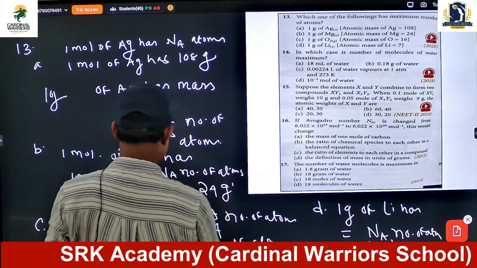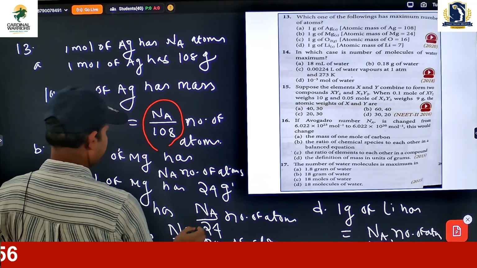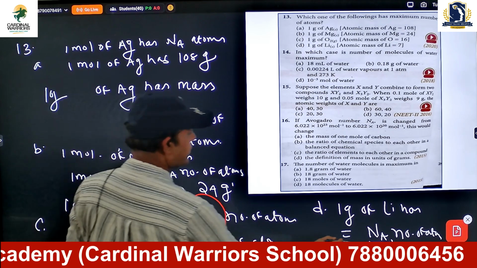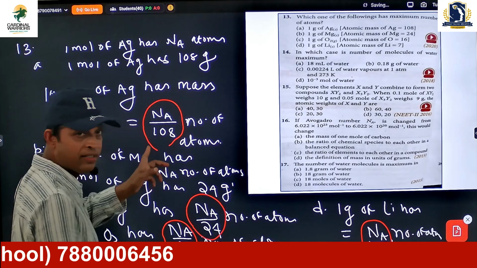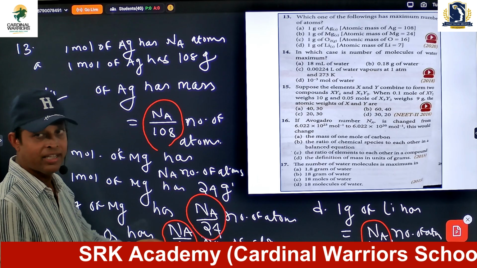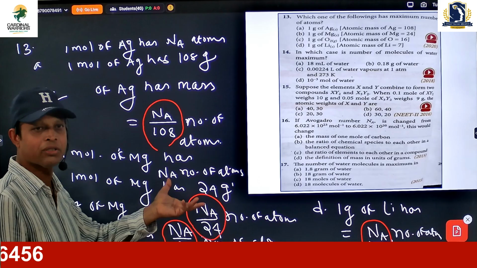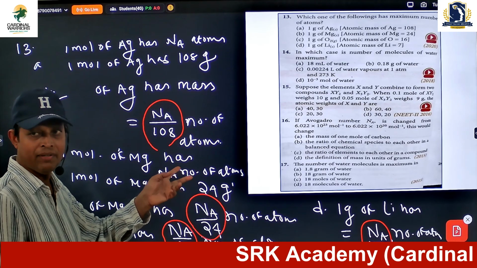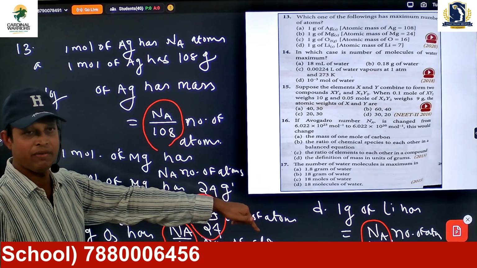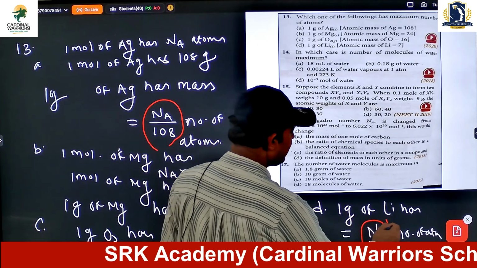In all the cases you can check, the numerator remains the same. What is the numerator? Na. So which one has the least value of denominator? In all four fractions the numerator remains the same, so Na upon 7 has the least value of the denominator. That means the value of this fraction is maximum.